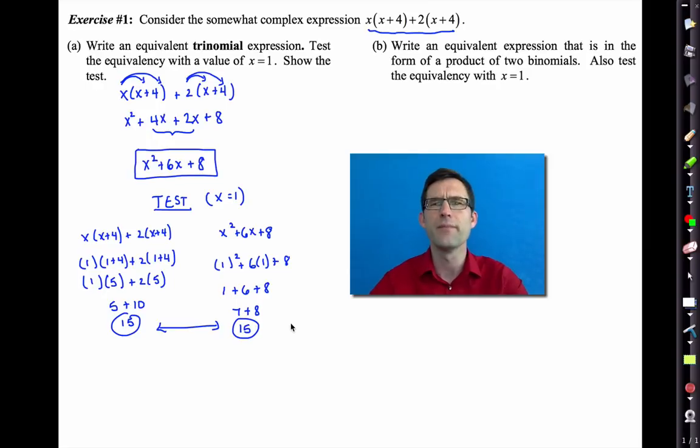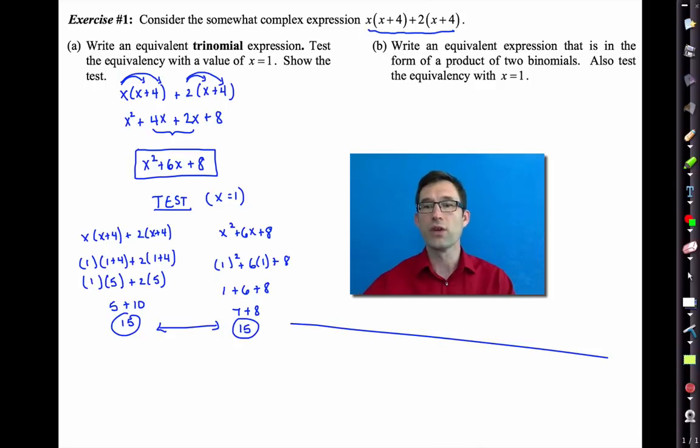Let's take a look at letter B. Write an equivalent expression that is in the form of the product of two binomials. Also test the equivalency with x equals 1. Well, this is really cool.